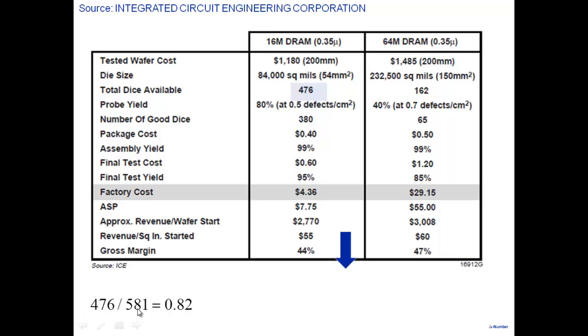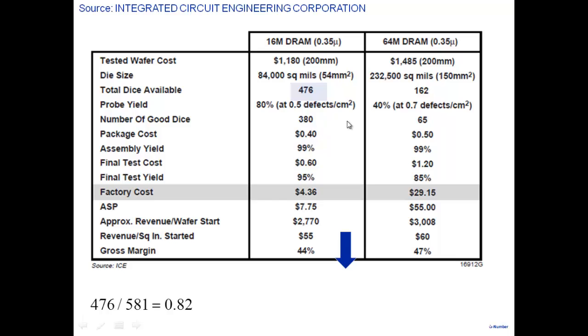But I said all the area is not available. So actually, how much did they get? 476. So the ratio is 476 by 581, 0.82. That's what I was telling you. Roughly about 0.8 or 0.85, 85% of the area may be available in the form of a die.